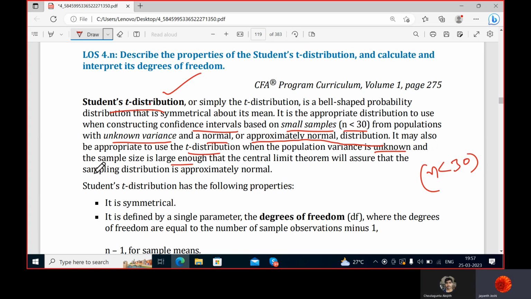It may also be appropriate to use t-distribution when population variance is unknown and sample size is large enough. With that sample size, the central limit theorem will assure that the sampling distribution is approximately normal. That means this theorem says that the sampling distribution is approximately normal. Which theorem? Central limit theorem.